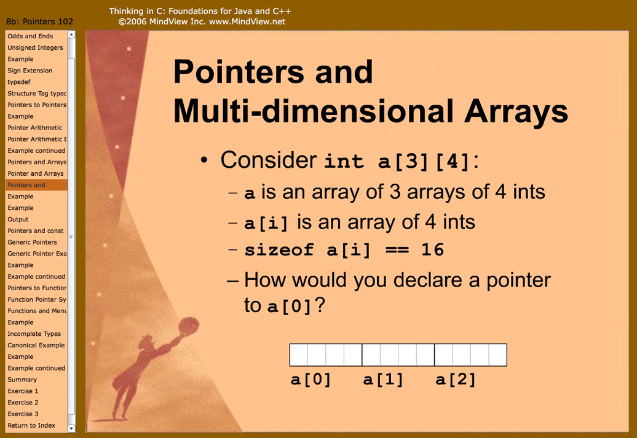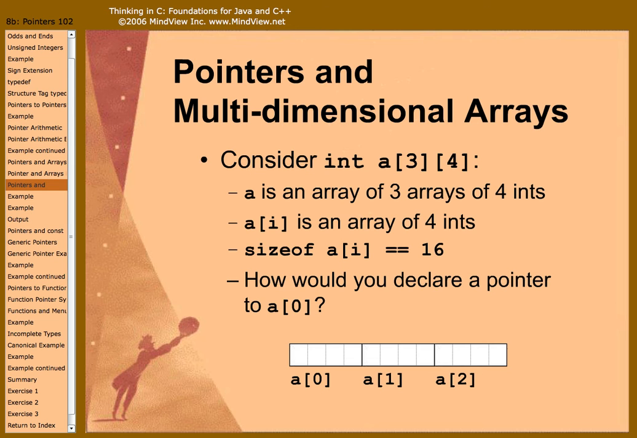So the size of each element is 4 times the size of int. That is the size of the outer elements, a sub i, for example, which on a 32-bit platform will be 16 bytes. So the question we have is this. Since we've just finished talking about how pointers can traverse through an array, pointing at each element in turn, how are we going to do the same thing in an array like this? In other words, how would I define a pointer to a sub 0 such that when I increment that pointer, it will point at a sub 1, the next element in the array a?